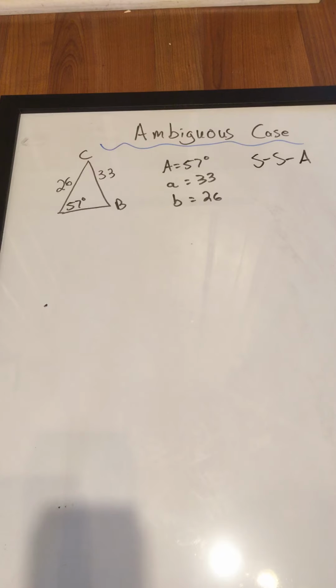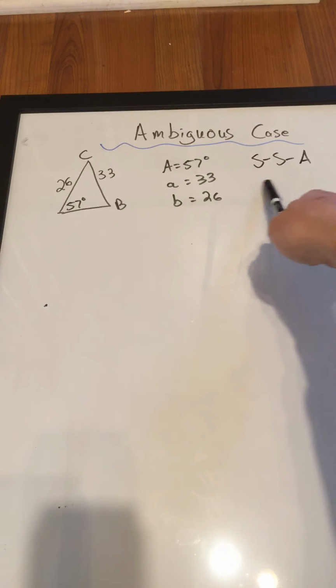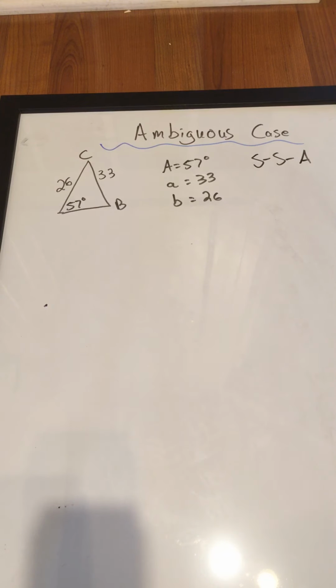But looking at this problem, this is not a congruency postulate or theorem. Therefore, I can't say it's definitely going to be this solution, or just one specific triangle. And this is going to show up because when we use the inverse sine function, I could get one or two answers for this angle. So, enough talking about it.